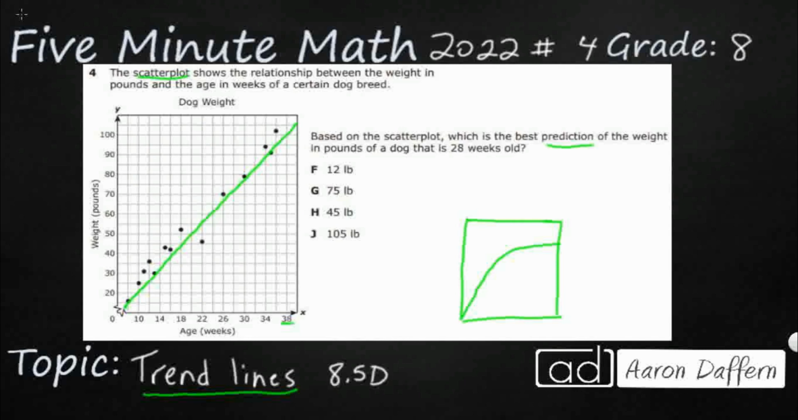So we're looking for 28 weeks old. If I'm looking for my weeks, it looks like my 28 is going to be right around there. So if I drew my trend line correctly, it's going to move up here, and my estimate is right there. So we'll see what's close to that. That looks like it's between the 70 and the 75. So if I had to guess, I'm going to say 73. But remember, it is a prediction, so it doesn't have to be 100% correct.